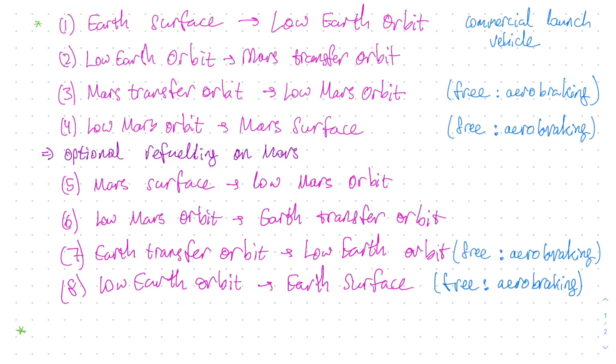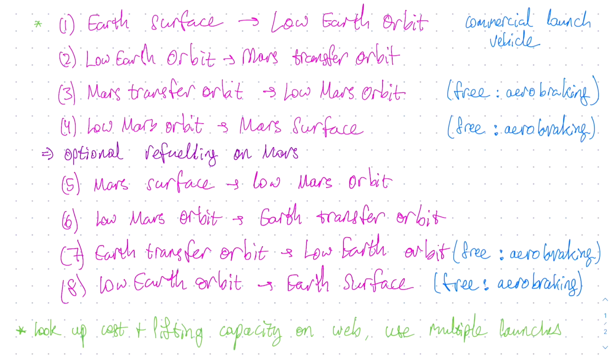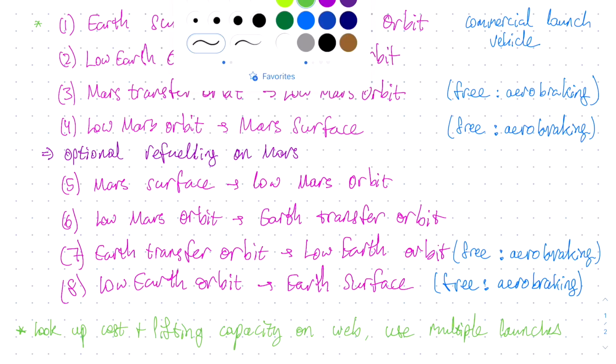For the first maneuver, from the Earth's surface to low Earth orbit, we need to figure out how much mass we can put into space using commercial launch vehicles. And this is pretty straightforward. We just look this up on the web. We can look up the cost as well as the lifting capacity of the available commercial launchers and just use those facts. Almost certainly just a single launch will be insufficient, so you will have to use multiple launches to put the entire mass of your spacecraft into low Earth orbit.